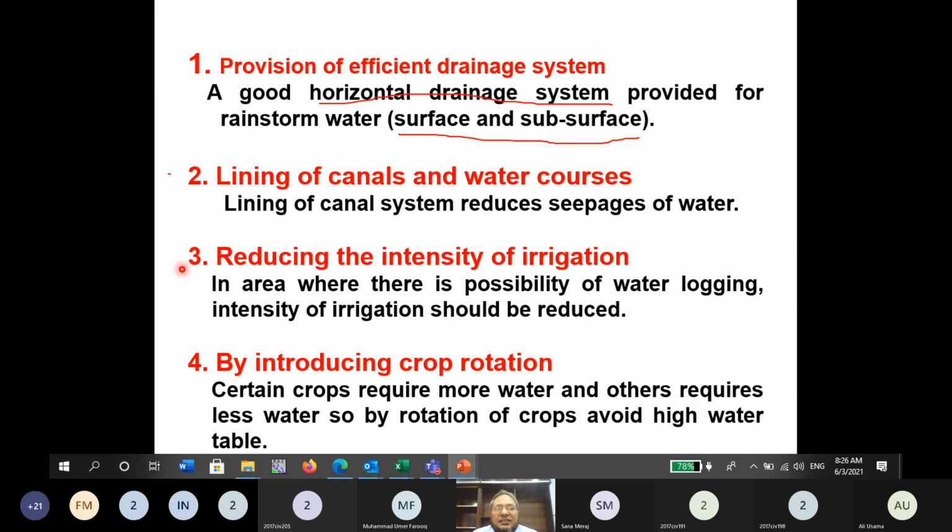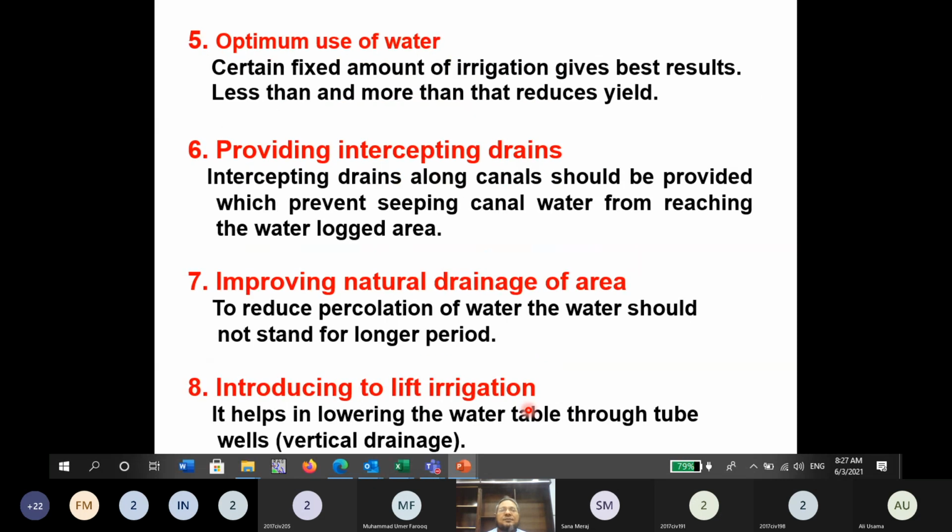The third is reducing the intensity of irrigation. The intensity of irrigation should be reduced as far as possible. Once the intensity of irrigation is reduced, then we can control waterlogging. And number four, by introducing crop rotation. Certain crops require more water, so those crops should not be repeated again and again, because once you supply more water to the lands, it will infiltrate more and that will raise the water table. So there should be crop rotation. After a crop which requires more water, the next should be a crop which requires less water. Optimum use of water.